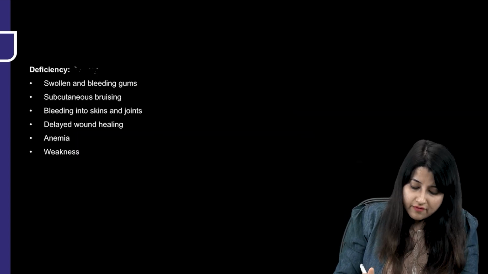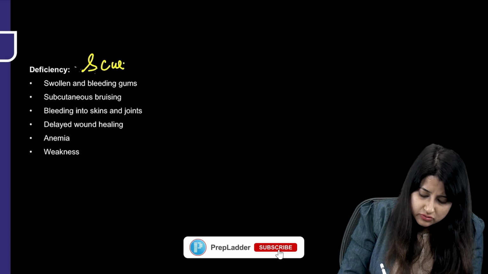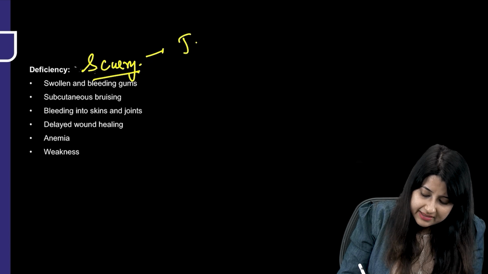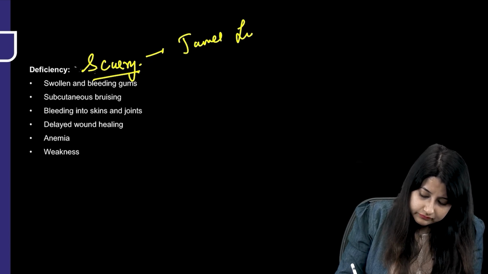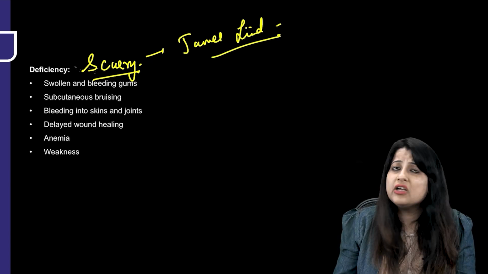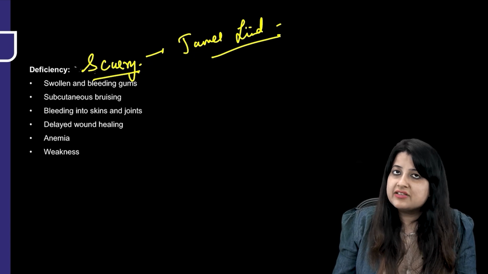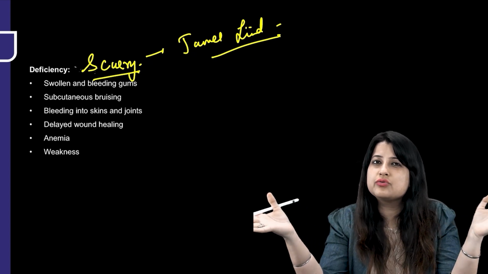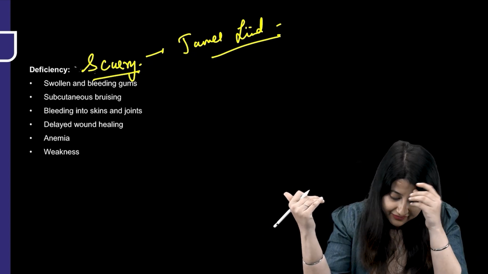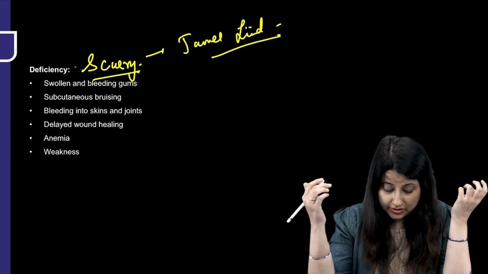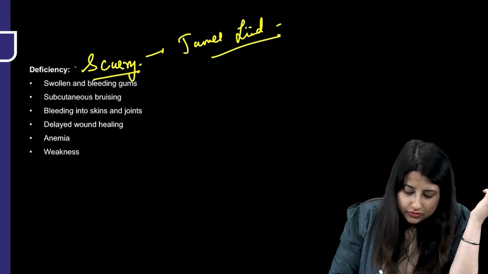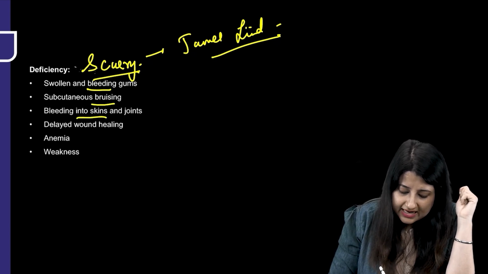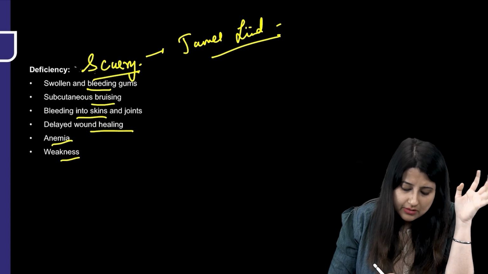And deficiency of this obviously leads to what is known as scurvy. Who had worked to discover scurvy, if you remember? James Lind. Okay, all right. Now you know that it leads to collagen synthesis, which is a supporting matrix for the blood vessel tissues and all. So if vitamin C is deficient, no support to the blood vessels, swollen and bleeding gums, subcutaneous bruising, bleeding into skin and joints, delayed wound healing, anemia, weakness.